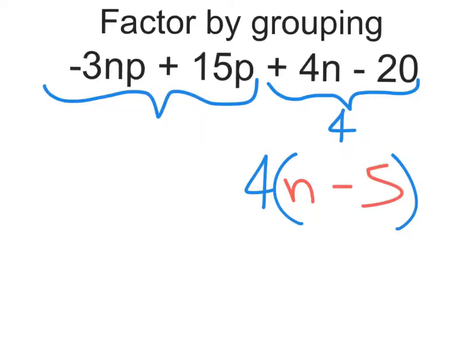Great. And what is the GCF of negative 3np plus positive 15p? Well, I know that 3 goes into both negative 3 and positive 15, and I can see that both have p's. So we're going to be either factoring positive 3p or negative 3p. We're going to factor negative 3p because we want this sign to flip, and you'll see in just one second what that's going to look like.